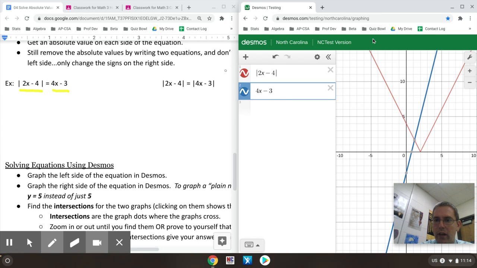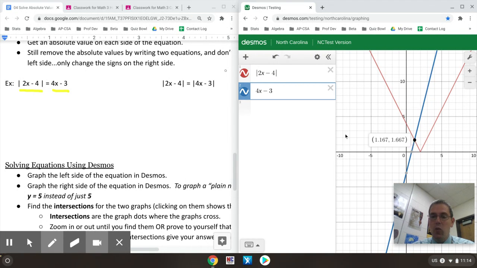Notice the absolute value is in red. It is a V-shaped graph. The 4x minus 3 doesn't have an absolute value, so it's a linear graph. What I'm looking for as the solution is the point where they intersect, which is marked by a gray dot. Now, it's your job. Desmos knows the gray dots are important and shows them to you. It's your job to know which one you actually want. So in this case, we want the intersection where the red and the blue, the two different graphs, touch.